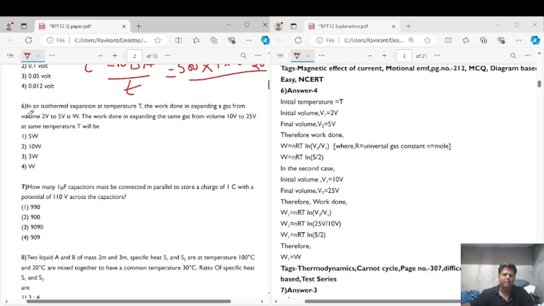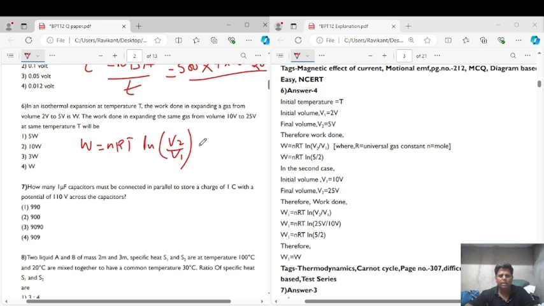Question number 6 says, in an isothermal expansion at temperature T, the work done in expanding a gas from volume 2V to 5V is W. The work done in expanding the same gas from volume 10V to 25V at the temperature T will be. So for an isothermal process, work done W is equal to nRT into natural log of final volume upon initial volume. This is the formula used.